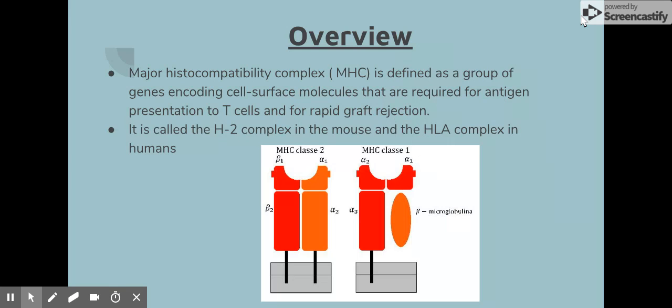So let's get started. MHC, or major histocompatibility complex, is defined as a group of genes encoding cell surface molecules that are required for antigen presentation to T cells and for rapid graft rejection. It's called the H2 complex in the mouse, and in the human, it's called the HLA complex. MHC is a tightly linked cluster of genes present in every mammalian species. MHC got its name from the fact that genes in this region encode proteins that determine whether a tissue transplanted between two individuals will be accepted or rejected.